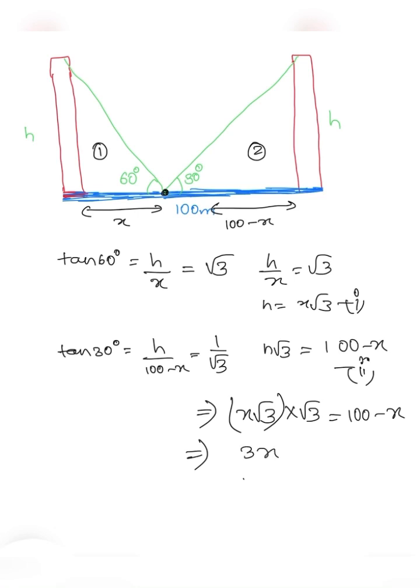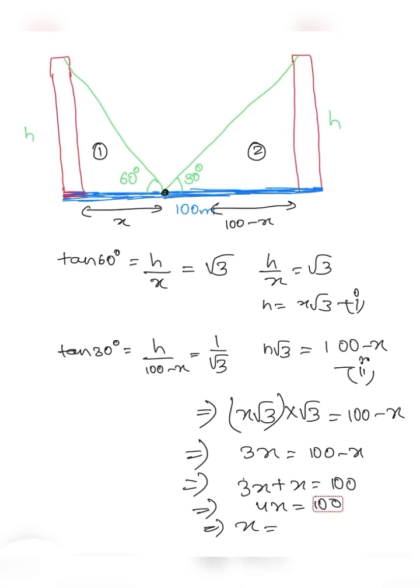So 3 into x will be on the left hand side, and on the right hand side it will be 100 minus x. Now if we put minus x on the other side, it will become plus x, thus 4x will be equal to 100. Now we can put 4 on the other side, it will get divided since it is multiplied on the first side. So we'll get the value of x as 25 meters. So the point where the person is standing is 25 meters away from tower 1. And if we calculate 100 minus x, it will be 75 meters away from the other tower.